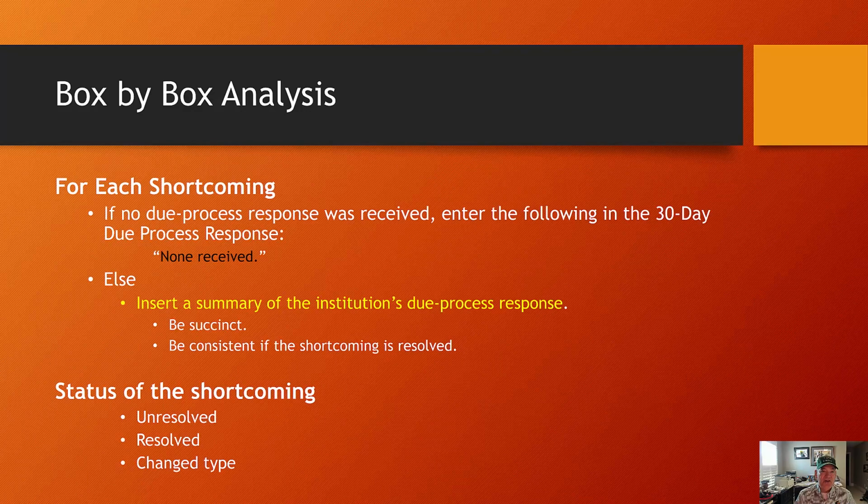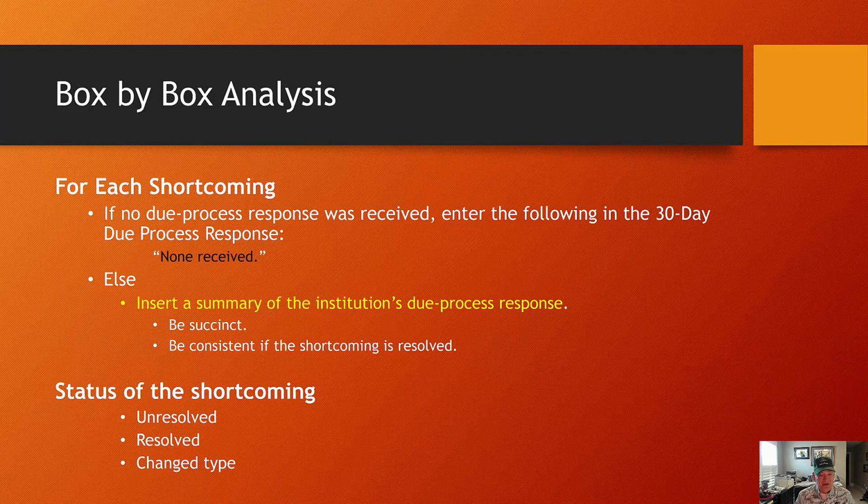All right, so let's do the box by box analysis. First of all, for every shortcoming, if you do not receive a due process response, all you're going to do is put in the words "none received," and that probably is not going to change anything. If you do, then what you want to do is put in a succinct summary of what the institution said into the institutional due process response box.